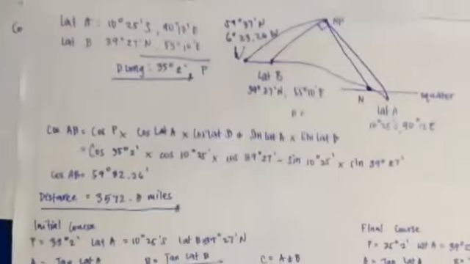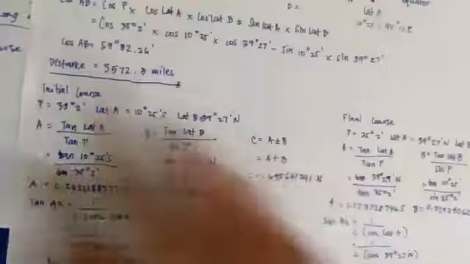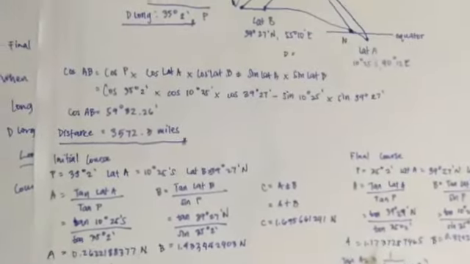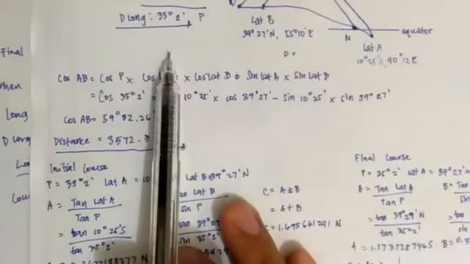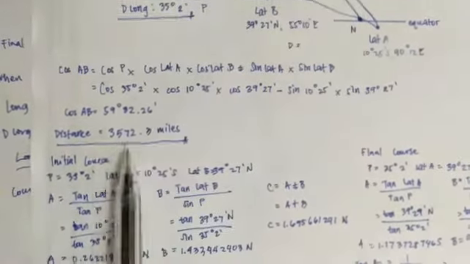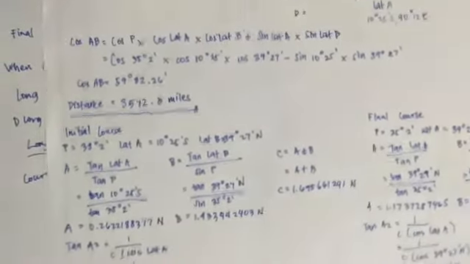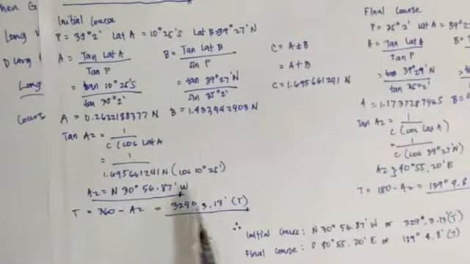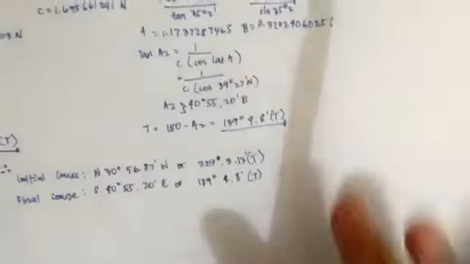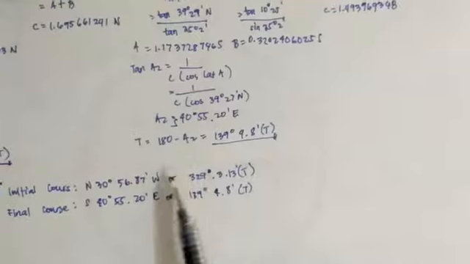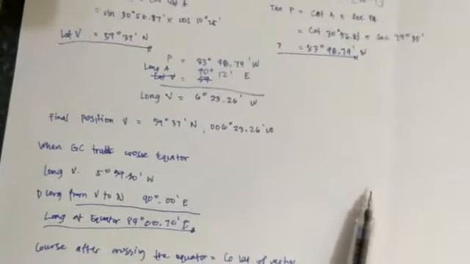So to finalize our answers, we already have the d-long, the distance in miles, the initial course, the initial true course, the final course, and the final true course, the latitude and the longitude of our vertex, and the longitude at the equator.